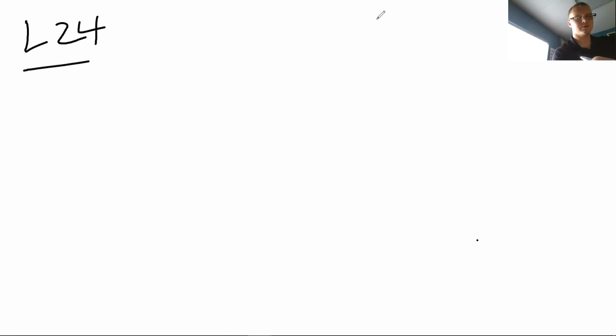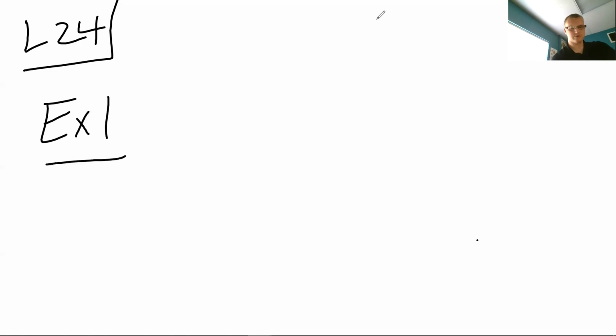All right, 8, 7 math. We are on lesson 24, reducing fractions. This is part 2 of reducing fractions. So, example 1: we have using prime factorization to reduce 420 over 1050.